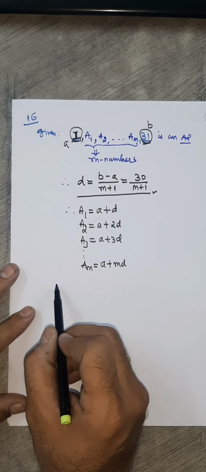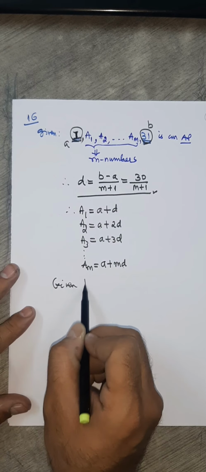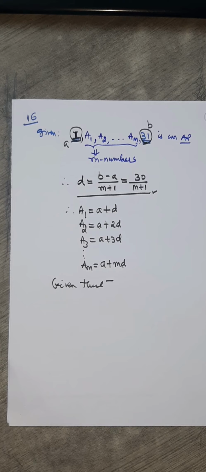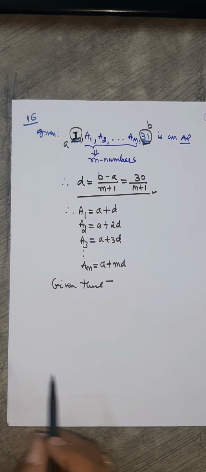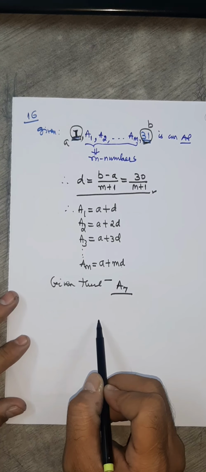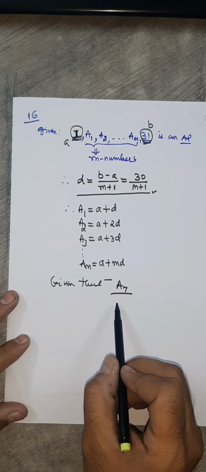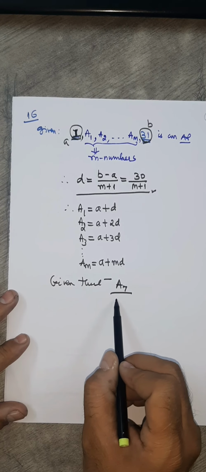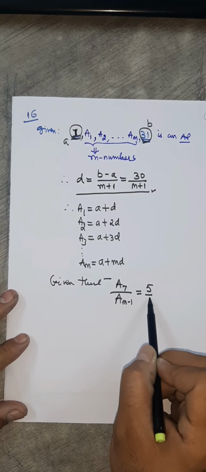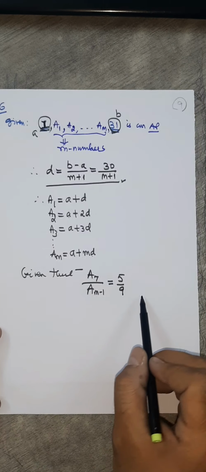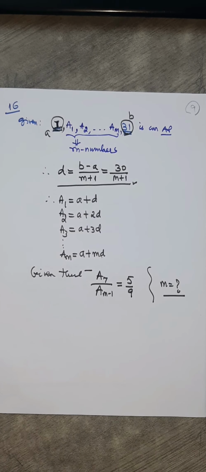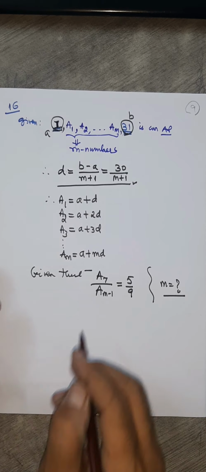Now, what is given in the question? We are given that the ratio of the seventh term, a7, and the (m minus 1)th term, am minus 1, equals 5 by 9. And what is asked? You are asked for the value of small m. That's the question.